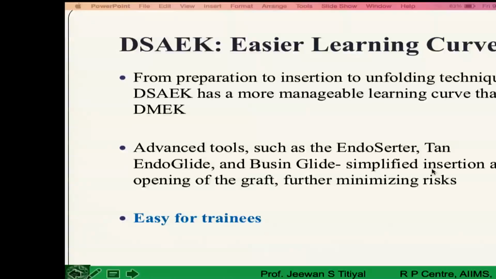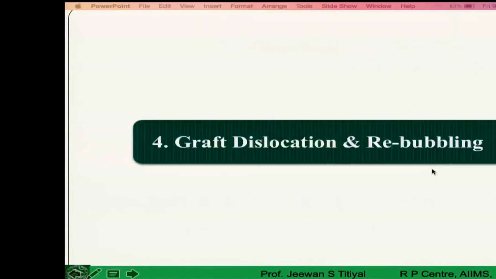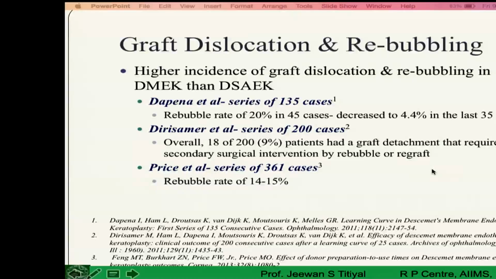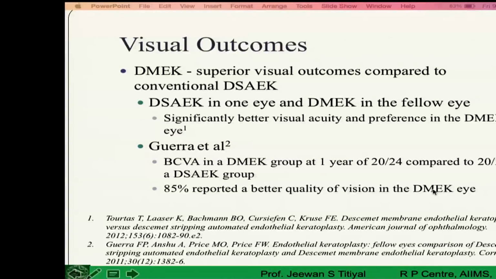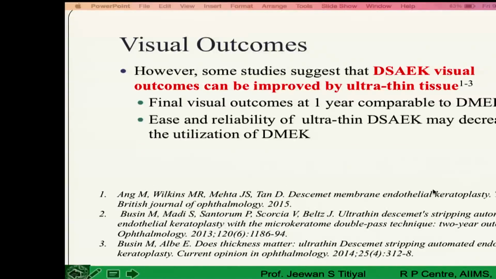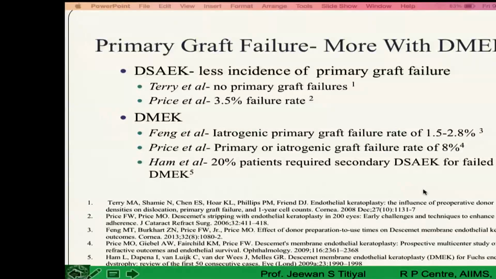Learning curve for us, we have graduated to DSAEK in a manner that we could do it very fast and easy without causing damage. DMAEK is still evolving. Many patients find a lot of challenges there. There is a higher chance of graft dislocation and rebubbling in DMAEK cases, which ranges from 4% to almost 15%. Visual outcomes, yes, DMAEK will give slightly rapid recovery, but ultra-thin DSAEK overscores all the challenges of conventional DSAEK. I have a series where we have very good results in these cases.